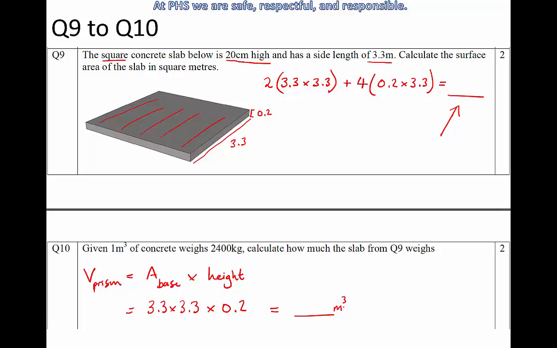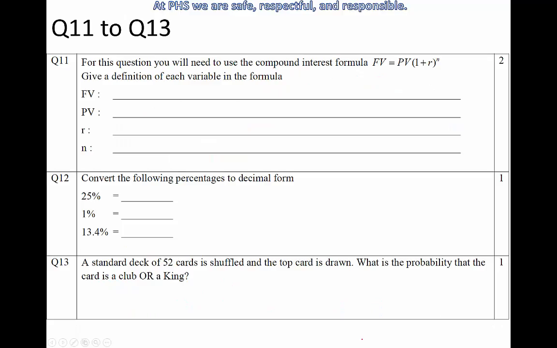All right, and are we done? Well, no, we've got one more thing to do. So we've got to times how many cubic meters it is by 2,400, because 1 cubic meter is 2,400 kilos. And that would give you your final answer. All right, so let's keep going. So this question we had to just give definitions for each variable. So FV is our future value.